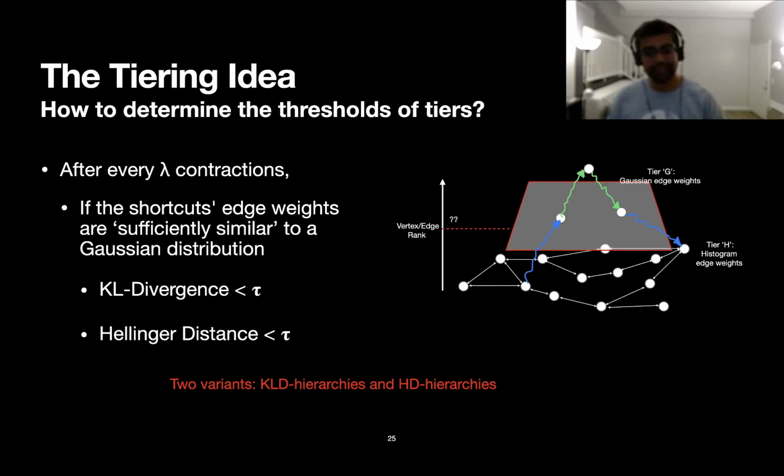If the edge weight and a Gaussian distribution are found to be sufficiently similar, we make the vertex or the edge being currently contracted the boundary between the tiers. Using the two different similarity measures gives us two variants of uncertain contraction and edge hierarchies. We call them the KLD hierarchies and the HD hierarchies.